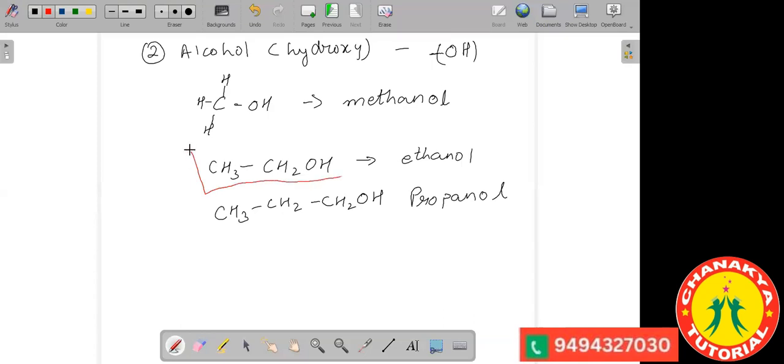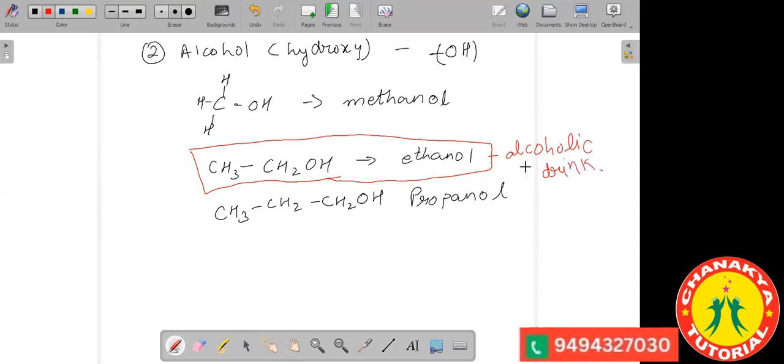Our main concern is ethanol, as this is the alcohol which we use in the beverage, in the alcoholic drinks. It is ethanol which is used in alcoholic drinks, not methanol, not propanol. Ethanol is the main constituent of alcoholic drinks.